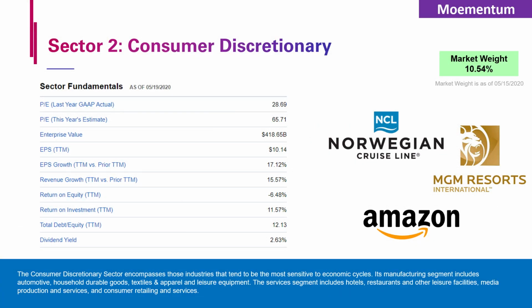The next sector is consumer discretionary, with a market weight of 10.54%. Here we have some renowned companies such as Amazon, Norwegian Cruise Line, and MGM Resorts. Here we have a much higher PE ratio, and the estimate for this year is sitting at 65.71. The dividend yield for the consumer discretionary sector is currently sitting at 2.63%.